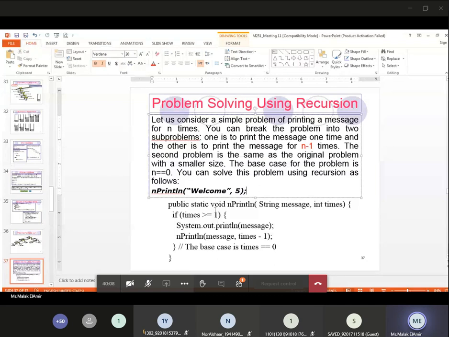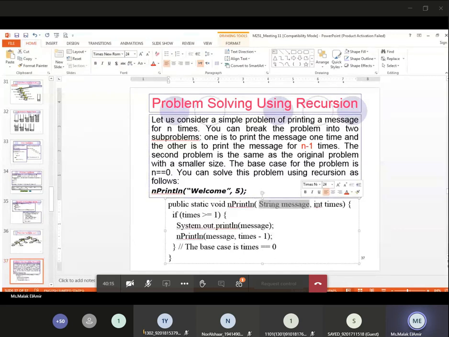So, public static void, I'm not returning anything, println, the message I want to print and an integer number of times. If the number of times is greater than or equal to 1, yes, so print the message and call myself with the message again and times minus 1. The first time it was 5. Then the second time it will be 4. Repeat again.